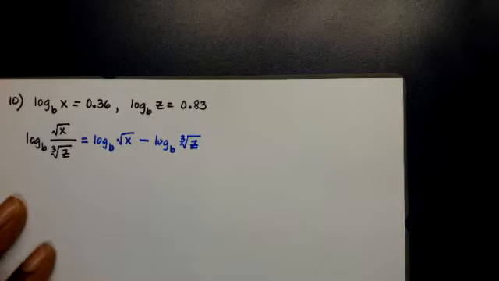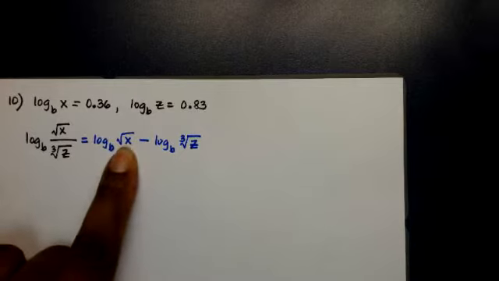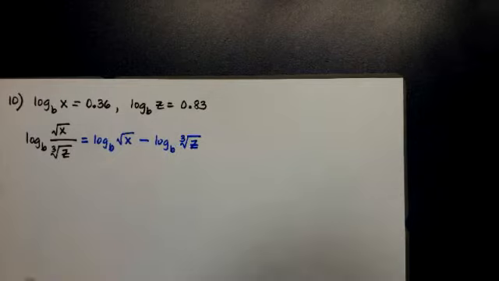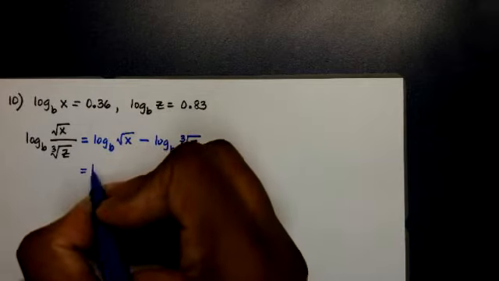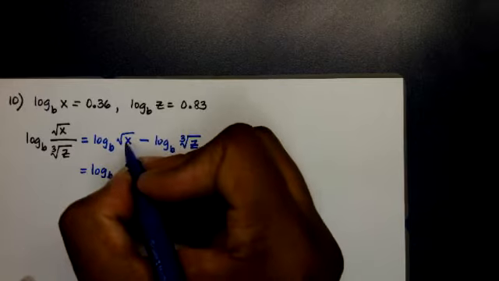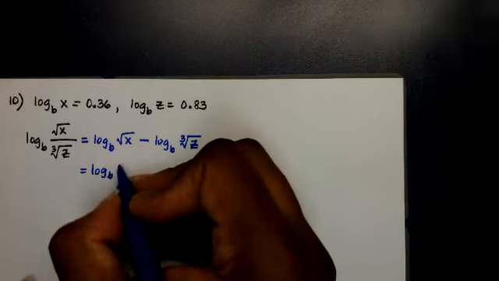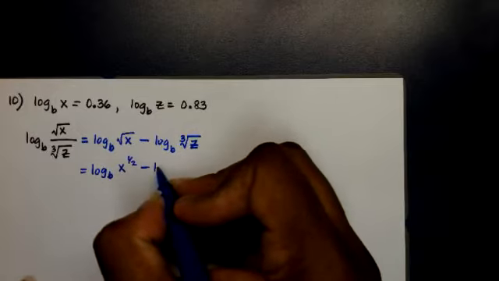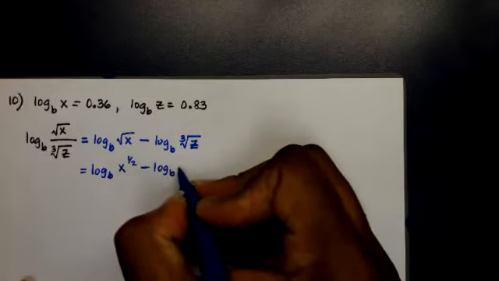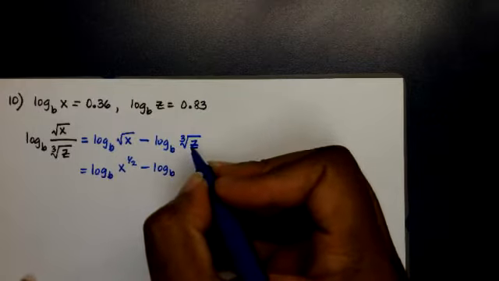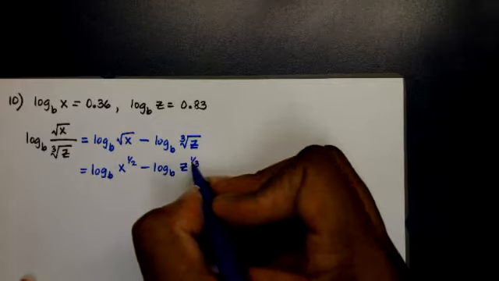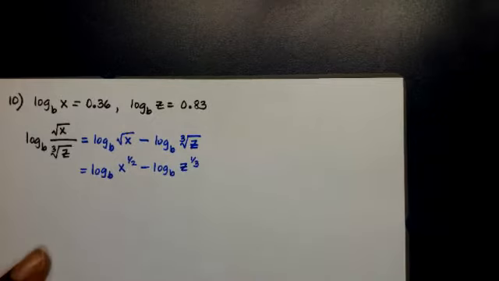And then I'll write each one of these, the square root of x and the cube root of z, in its equivalent exponential form. So I'll write this as log to the base b of the square root of x, in exponential form, will be x to the 1/2 power, minus log to the base b of z, the cube root of z in exponential form would be z to the 1/3 power.